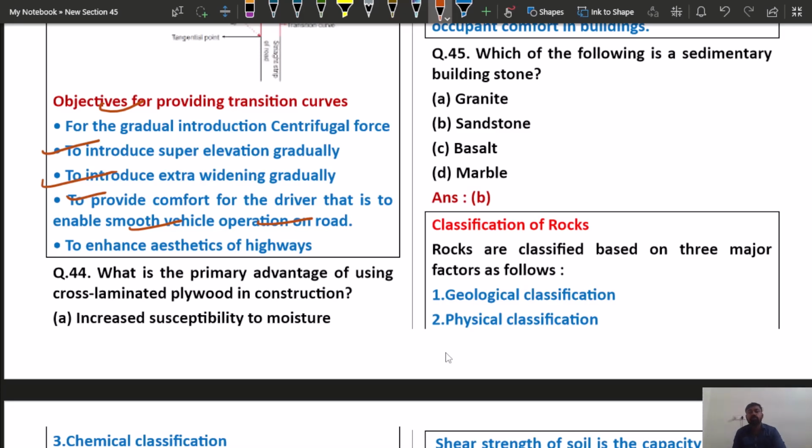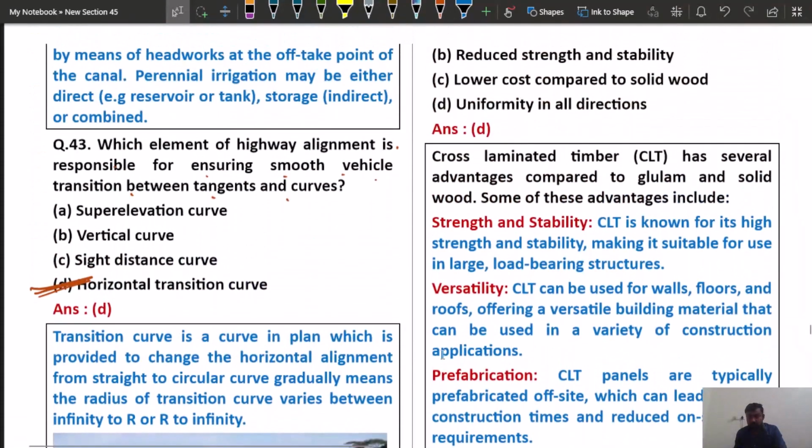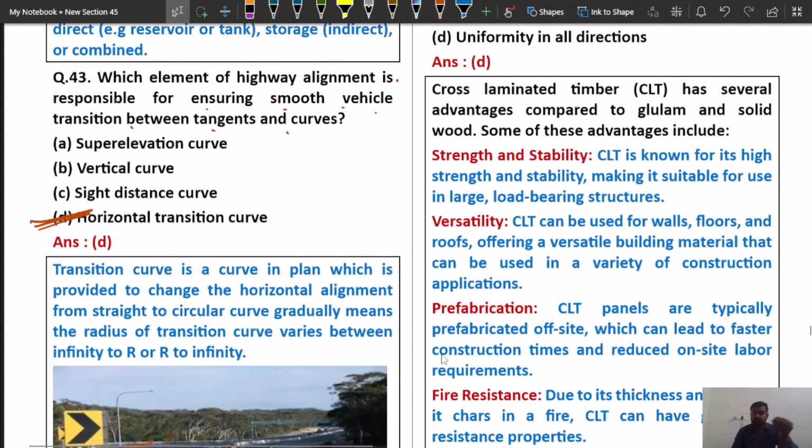So why do we use cross-laminated plywood in construction? Cross-laminated timbers or plywoods are used because their strength and stability is higher. Their versatility is good: we can use them for walls, floors, roofs, and different things, so it is versatile.